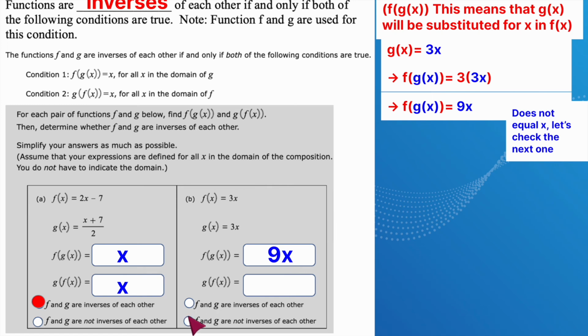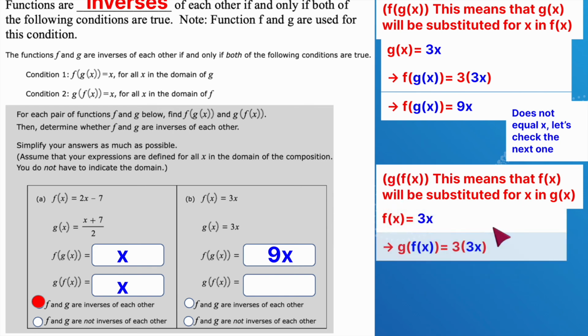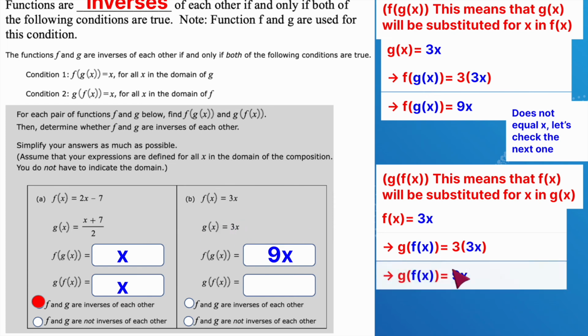I already know I'm going to bubble in that they're not inverses, but I get to check the second one anyway. So g of f of x. We're going to send 3x through 3x again because they're both 3x. So we're going to get the exact same result, 9x again. So it does not equal x. They're both the same, but they're not x, so they are not inverses of each other.